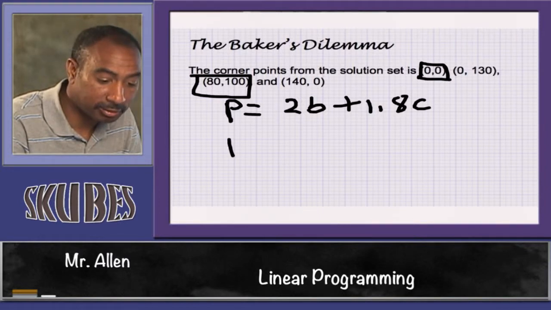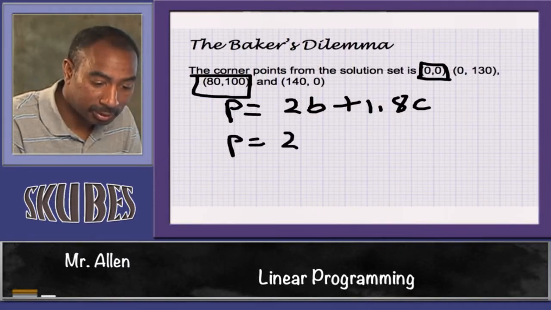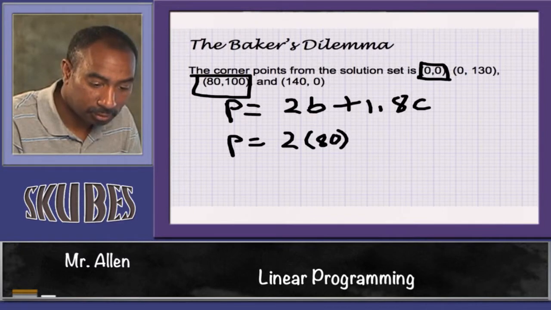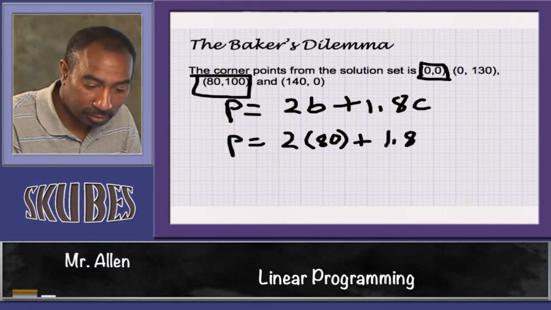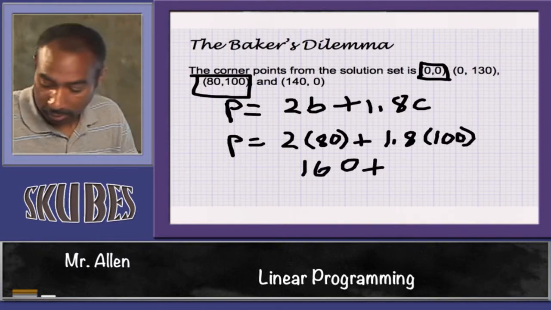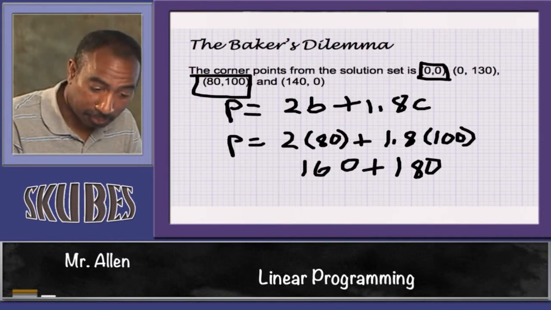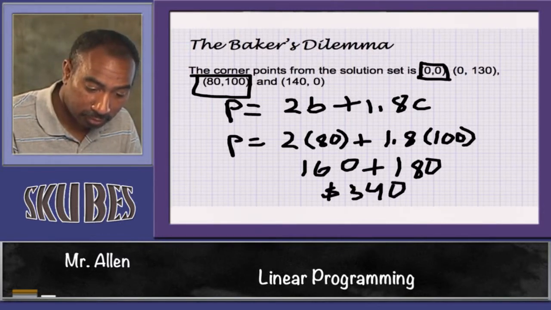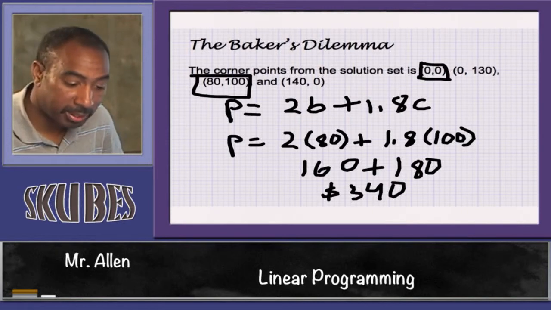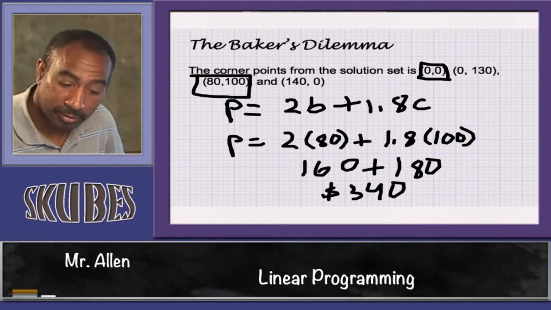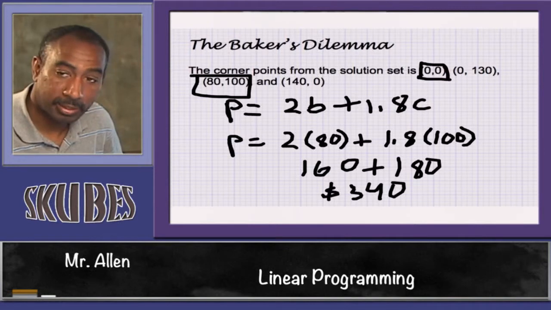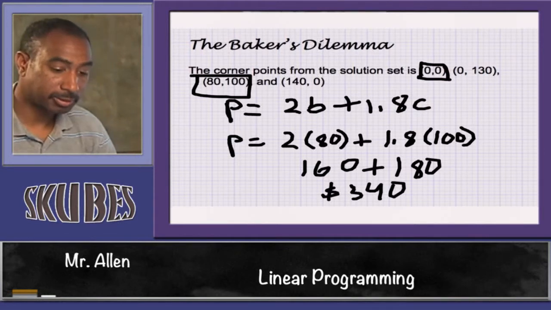And if you want to know what that exactly is, you're going to put 2 times 80 plus 1.8 times 100. All right, so you're going to get 160 plus 180. Just move the decimal over 2 places. So that gives us a profit of 340. So if the baker bakes 80 brownies and 100 cookies, he's going to maximize his profit. And that concludes the lesson for today.